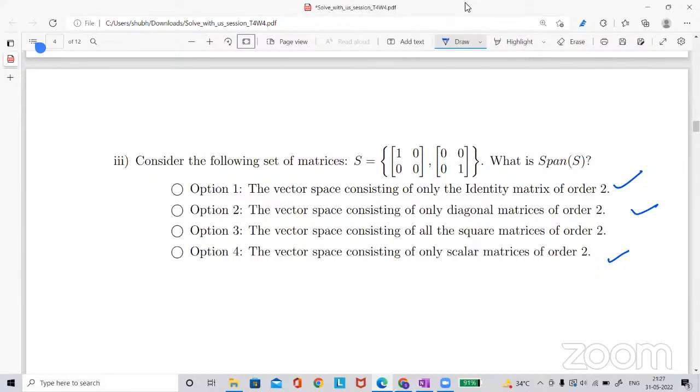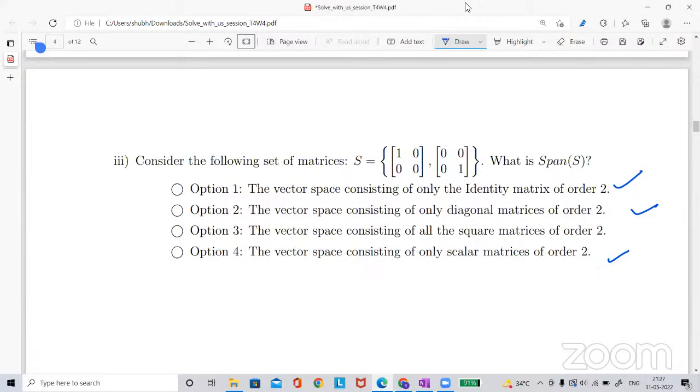We will see precisely what will happen here. What's the span of this? But what you are getting, just write on your copy the meaning of span. Just write it yourself on the copy and see what's happening. What if you take the linear combination of these two? What does it give?